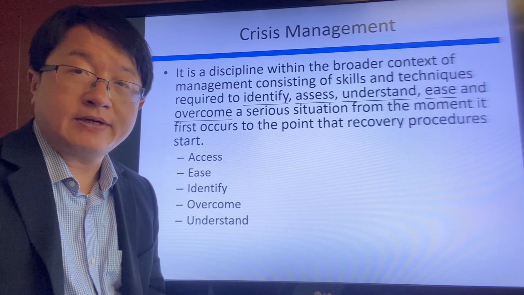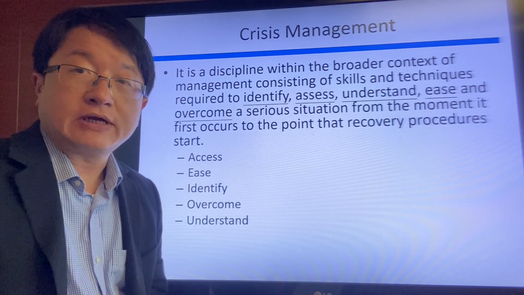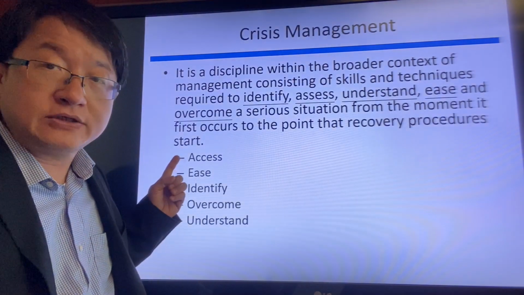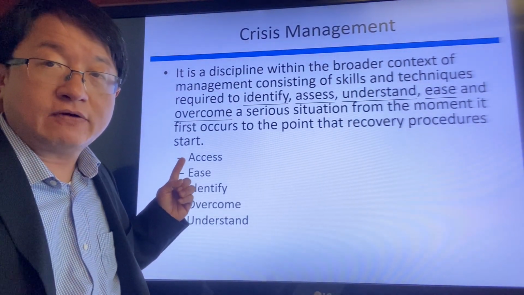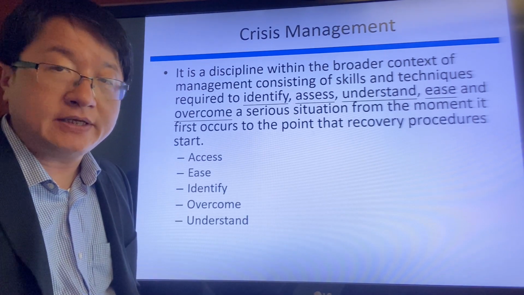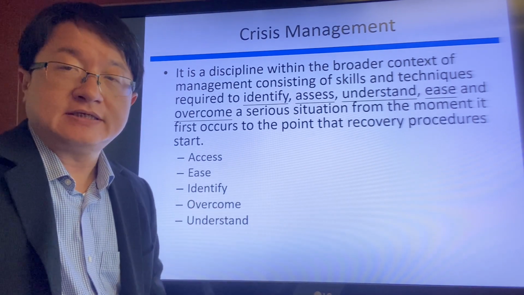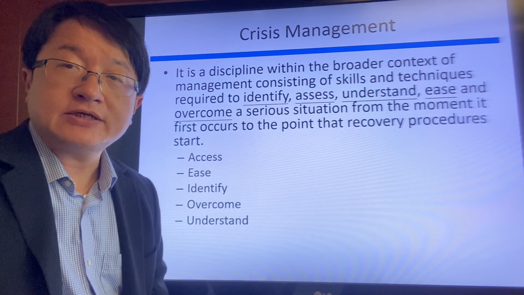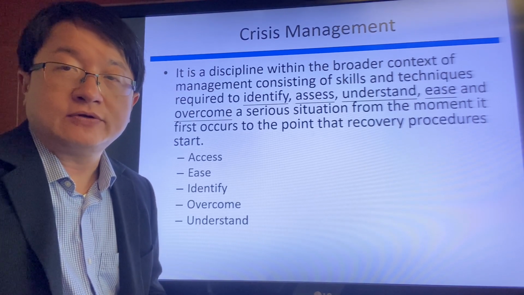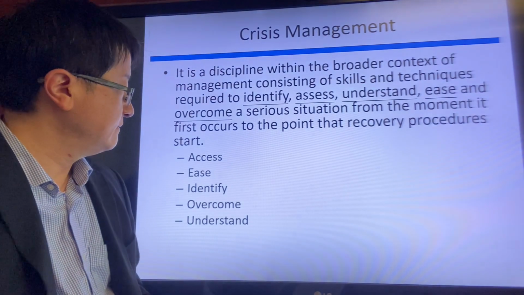Or you can remember it as AEIOU. A for assess. You need to assess the level of crisis, the impact, what damage it will bring to the company. And then E for ease. That is, what are the measures that we can take in order to reduce the impact, to ease the situation.